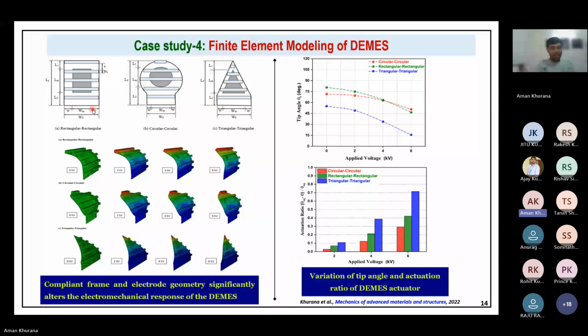So you see that when we change the shape of the electrode and the frame, we have different attained angles. We have different attained actuation strokes. Actuation stroke is nothing but the difference between the attained initial angle and the angle when the voltage is applied. So how much it goes back is basically called the actuation stroke, or we can say it is representing the actuation range also. So we have these different shapes, and for these we obtain different tip angles.